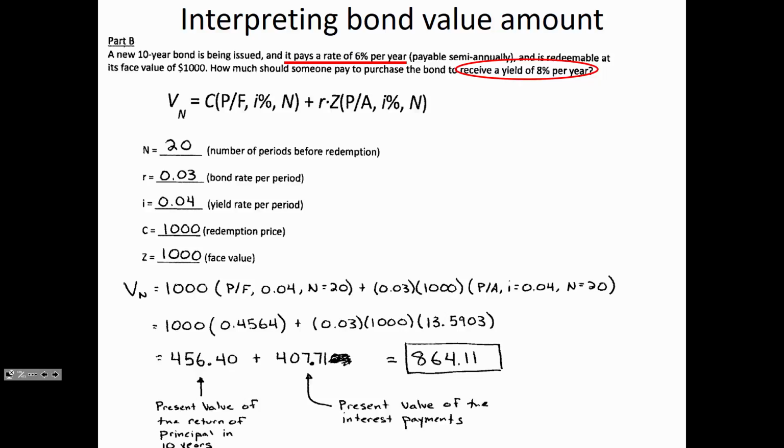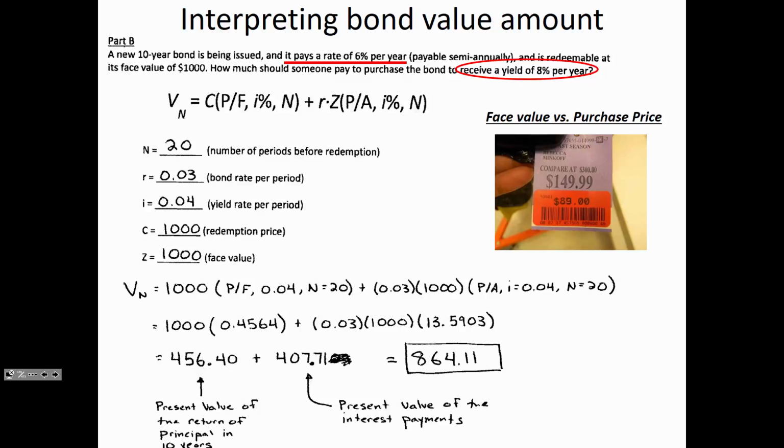The yield is something separate that accounts for what the purchase price and the redemption price of the bond is. So you should be able to explain that if a question came up about what are the two components of a bond's value. And one way to think about it is shopping.